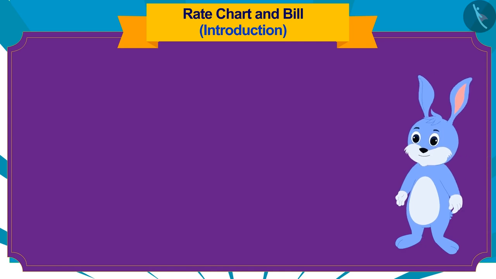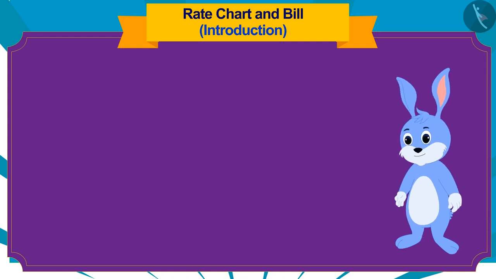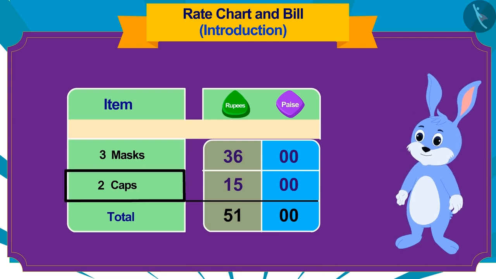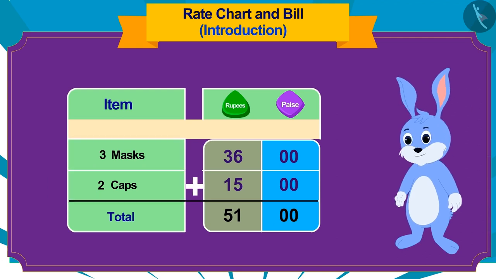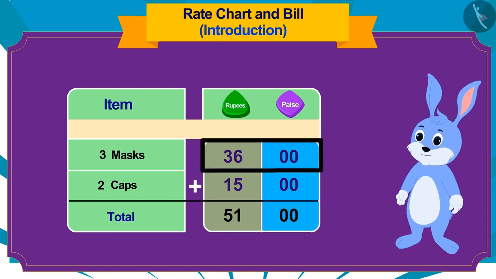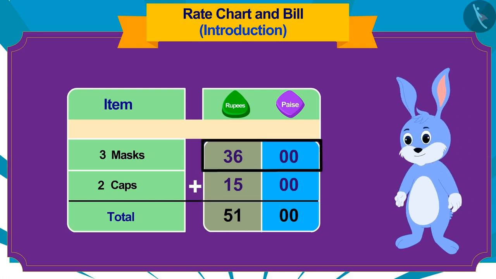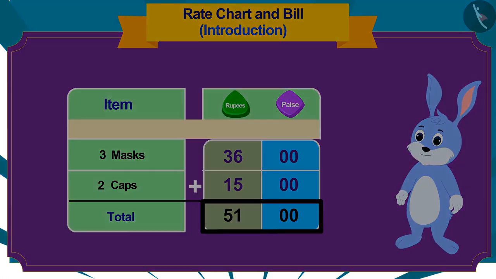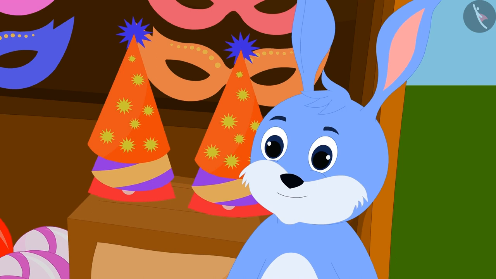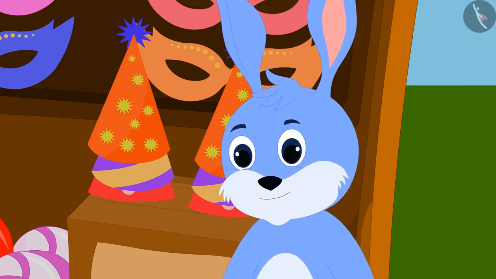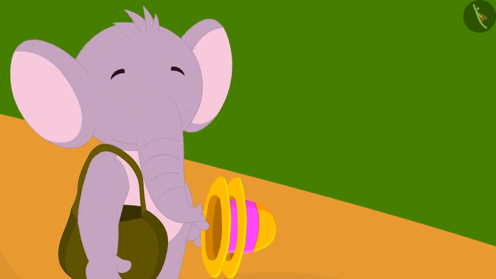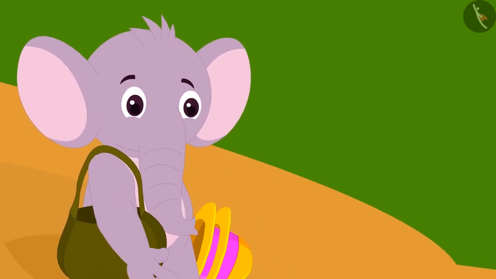Yes. To find out, Bunny has added the cost of 3 masks and 2 caps. If we add 15 to 36, how much do we get? Right, we get 51 rupees. Bunny explained the bill to Appu in exactly the same way. Now Appu gave 51 rupees to Bunny and happily returned to his house with the purchased items.